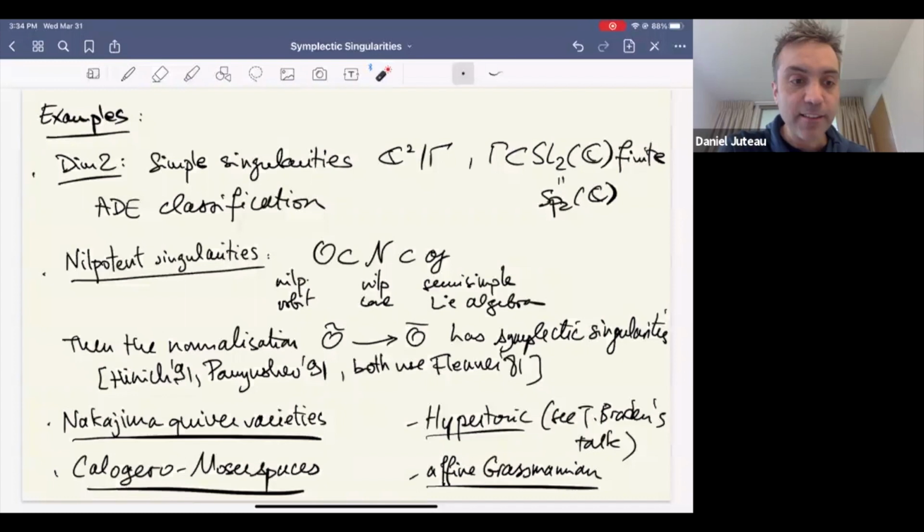Then you also have Nakajima quiver varieties and Calogero–Moser spaces, which arise from the study of Cherednik algebras. All of those will show up in the talk. I can also mention hypertoric varieties like in Tom Braden's talk, and the affine Grassmannian. Looking at examples, it's good to look at many of them to see what kind of things can arise. So there was a problem raised by Beauville that I will talk about.